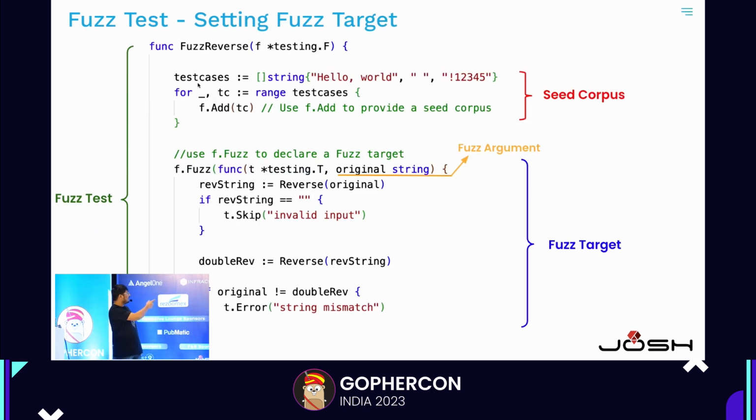And the second part is the fuzz target. So this is where the main part comes. Here, what we are doing is we are testing our original function. And you see this fuzz function is taking one argument, that is the fuzz argument. So these arguments are generated at random while the fuzz test is running. Since our reverse function expects only one string argument, we are giving only one fuzz argument. And this is generated randomly at runtime while the fuzz test is running. So don't worry about the code. We will take a look at that in the live demo.